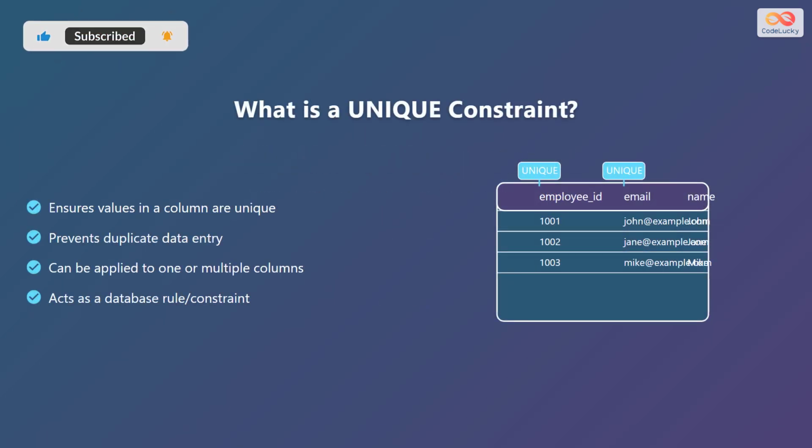A unique constraint ensures that all values in a column are different. It prevents duplicate data entry and can be applied to one or multiple columns. It acts as a database rule or constraint to maintain data integrity. As you can see in the diagram, both employee ID and email are marked as unique, meaning each value in these columns must be unique across the table.